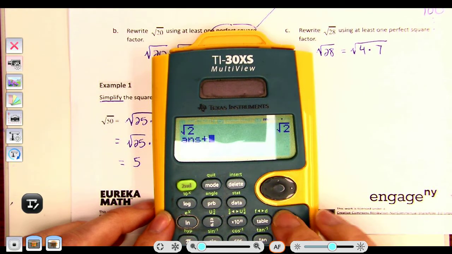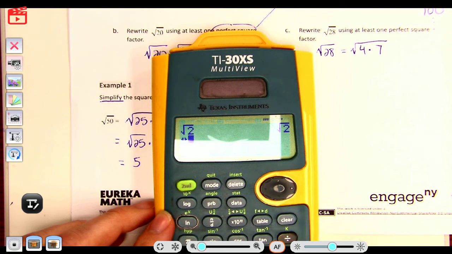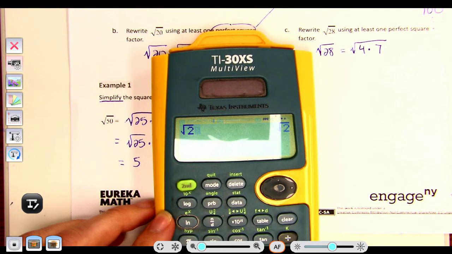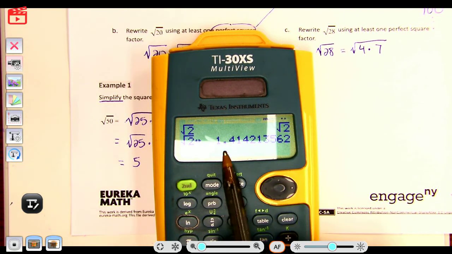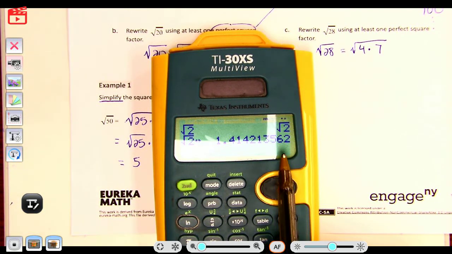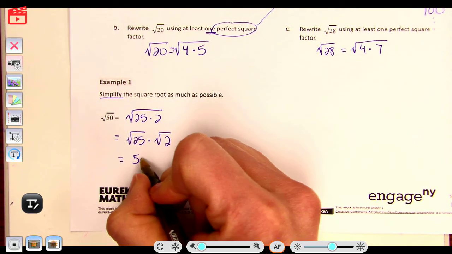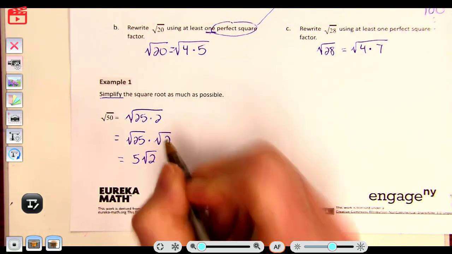Whoops. Well, let me try that again. It's because it's an irrational number. It's a non-terminating, non-repeating decimal. So we're going to leave it as the square root of 2. And that's how you simplify it.